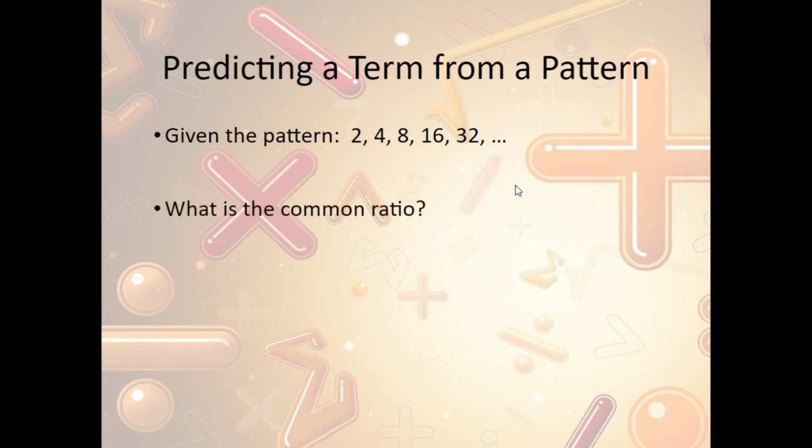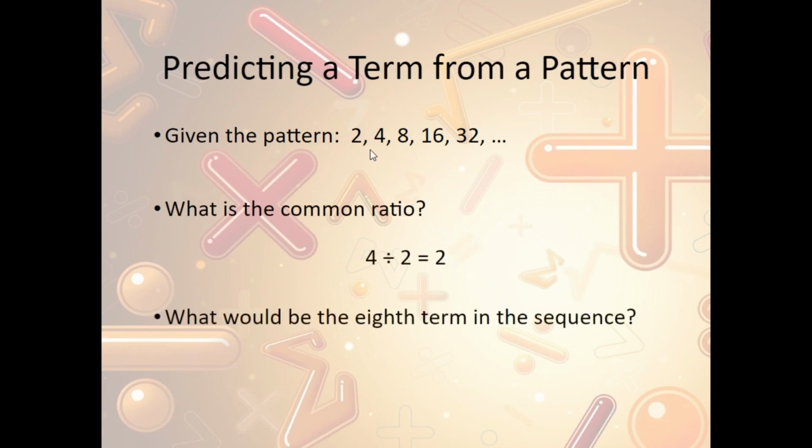Again, let's look at another example. What is the common ratio? We know that the common ratio is 2. Now, what would the 8th term be? Well, this is the 1, 2, 3, 4, 5 term. So we need to multiply by 2 3 more times. So this is 32 times 2 times 2 times 2. When we multiply that all out, we get 256. So our eighth term would be 256.